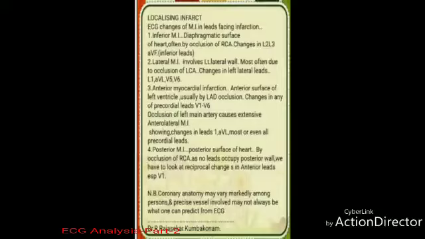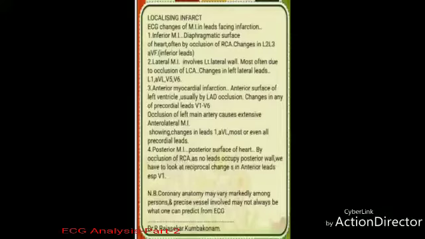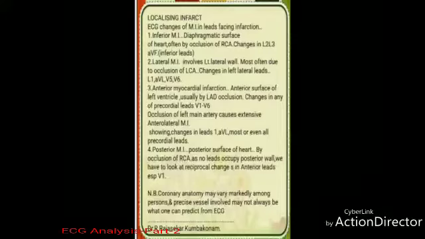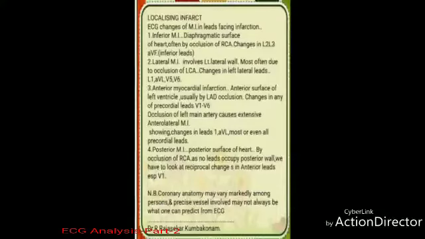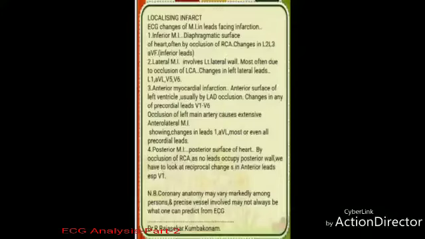3. Anterior myocardial infarction, anterior surface of the left ventricle, usually by left anterior descending occlusion. Changes in any of the precordial leads, V1 to V6. Occlusion of the left main artery causes extensive anterolateral myocardial infarction, showing changes in leads 1, AVL, most or even all precordial leads. 4. Posterior myocardial infarction, posterior surface of the heart, by occlusion of the right coronary artery, as no lead faces the posterior wall. We have to look at reciprocal changes, that is in anterior leads, especially V1.